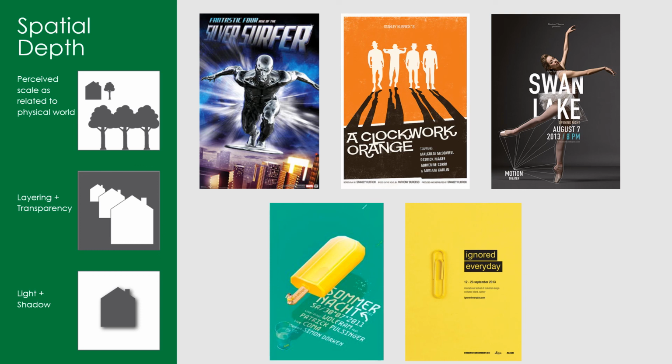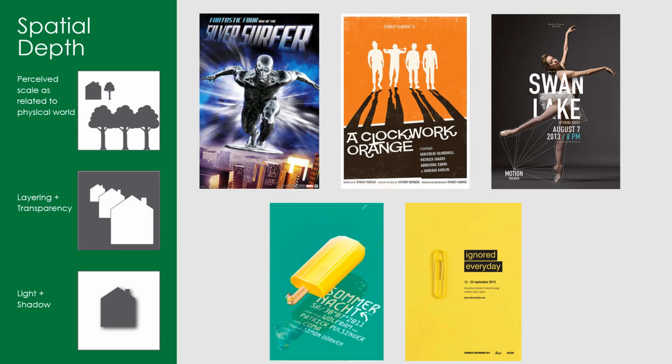Another way to do it is through layering or transparency, right? If you stack objects on top of each other and you show the overlapping, or you just even have a stroke to define the edges, all of a sudden it feels like there is depth because there are things on top of each other. And of course, light and shadow, right? You pop a drop shadow behind that flat house and all of a sudden it's floating above the piece of paper. And again, all of these tricks to creating spatial depth are directly related to how things actually have depth in the real world. So let's look at some of these posters.